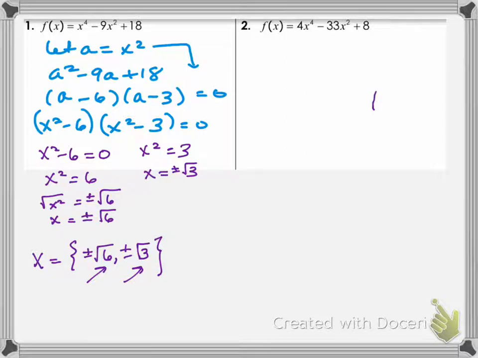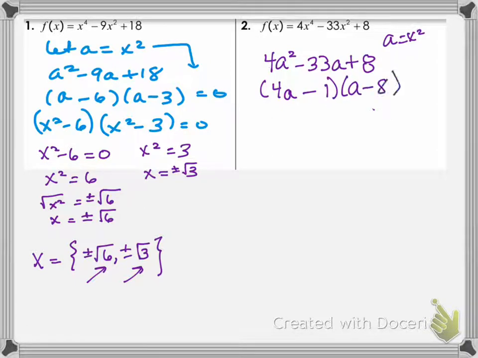So I'll do number 2 just so we're all caught up. Again, it's a quadratic pattern, so if I let a equal x squared, then I have 4a squared minus 33a plus 8. And so now factoring that, I'm going to factor that to 4a minus 1 and a minus 8. That will give me 32 plus 1 is negative 33. So that should be right.